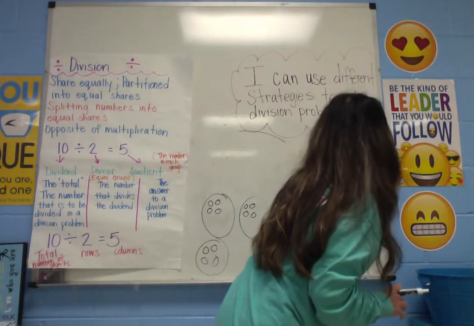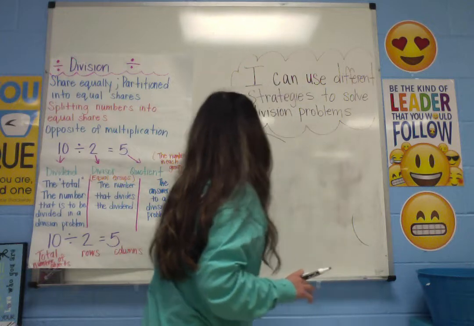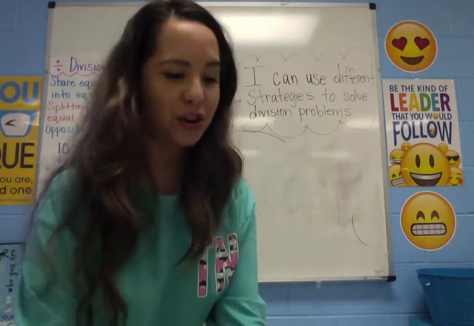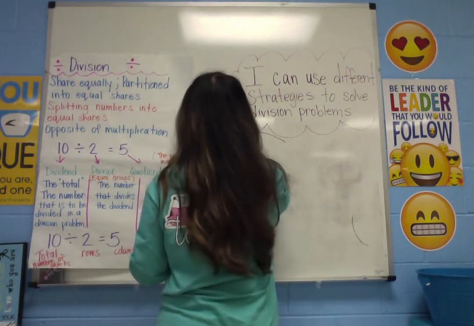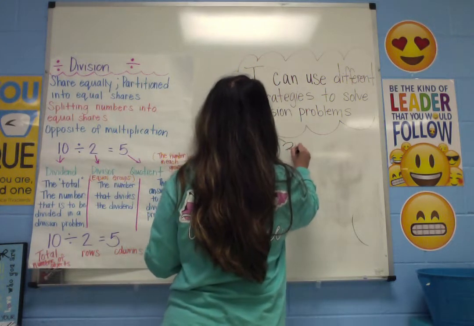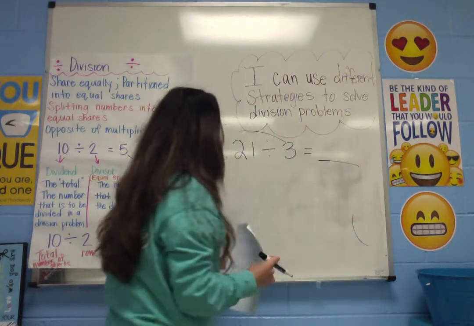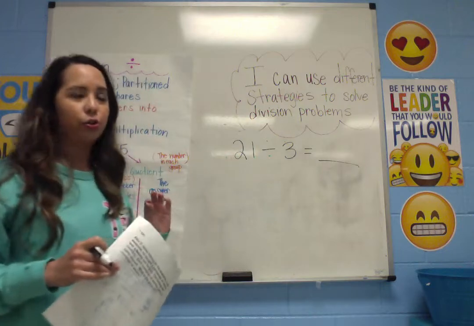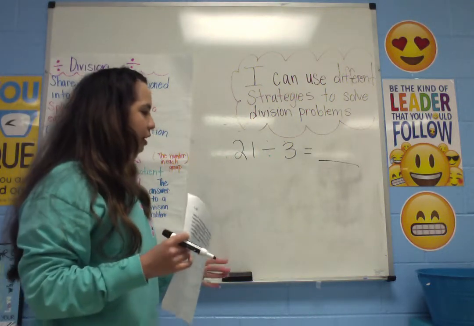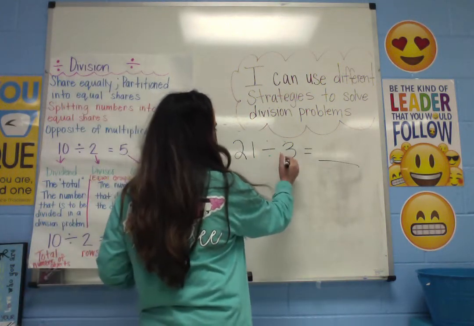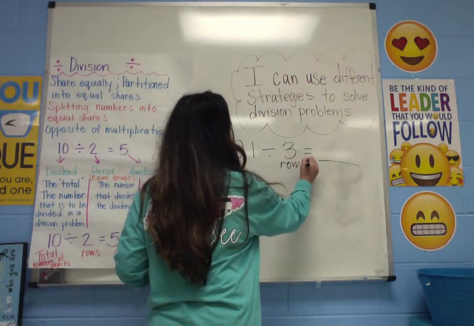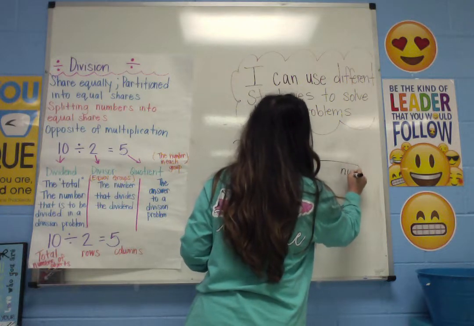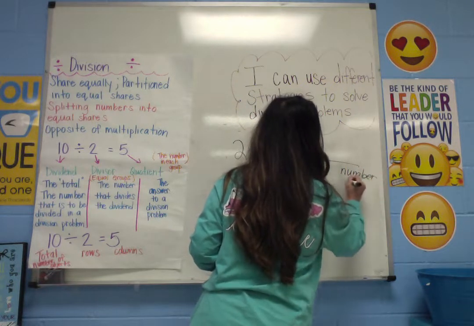The second strategy, I bet you already know what it is. It's another picture strategy, and that is an array. I like arrays too. So let's solve 21 divided by 3 equals blank. All right, so again, we're dividing out. 21 is our total. In this case, since we're doing an array, this number right here represents rows, and our answer, our quotient, is going to equal the number in each row.